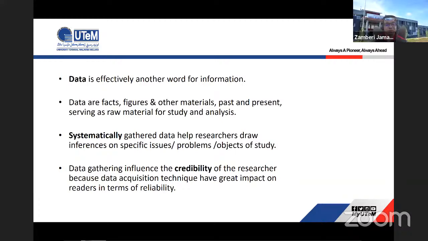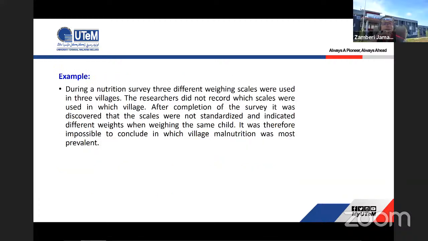Here is a very straightforward, clear, simple example. Some people work on a nutrition survey. They use 3 different weight scales in 3 villages. If we don't thoroughly manage our methodology, this could happen: the researcher did not record which scale was used in which village. He or she is not using one single scale but 3 different scales for some reason, maybe because they are working simultaneously.